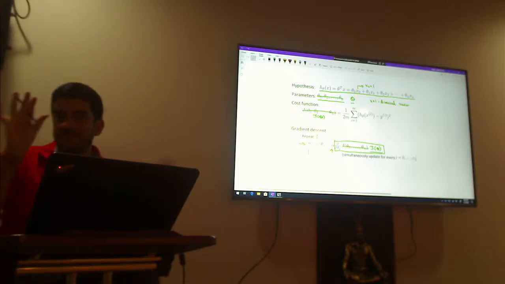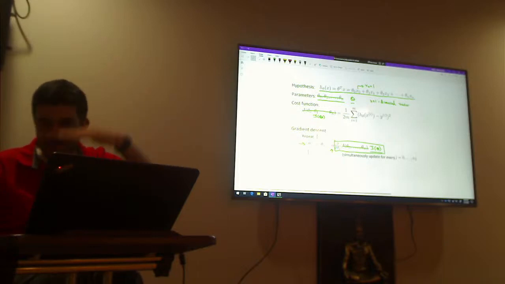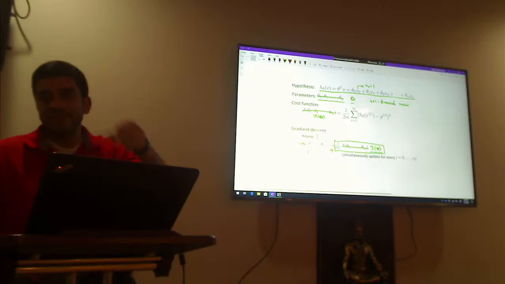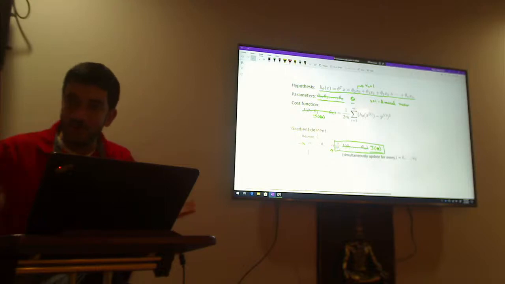Each theta is why we update simultaneously. You have to calculate theta 0, you have to calculate theta 1, theta 2, theta 3. Once you complete the iteration, then go to the second. Otherwise, what is going to happen? The value of theta 0 from the second iteration is going to influence the first iteration of theta 1. We don't want that to happen. So that's why we update simultaneously.